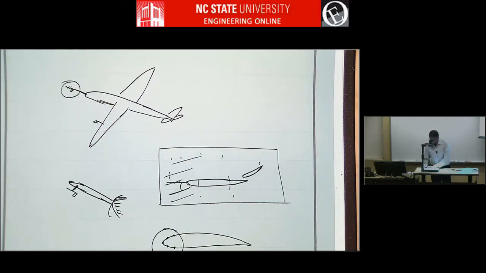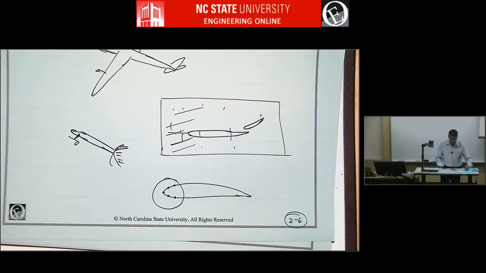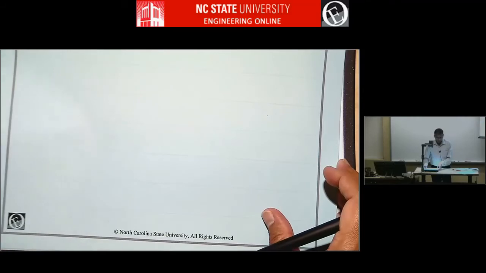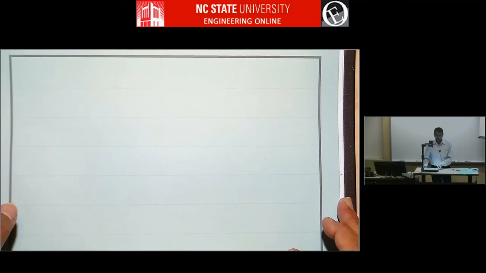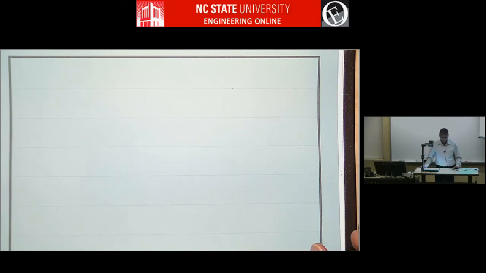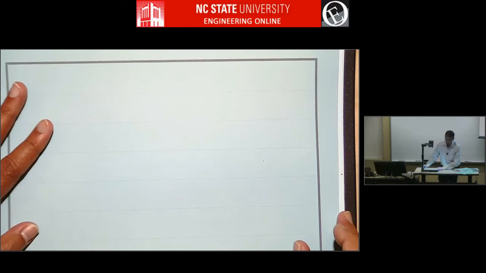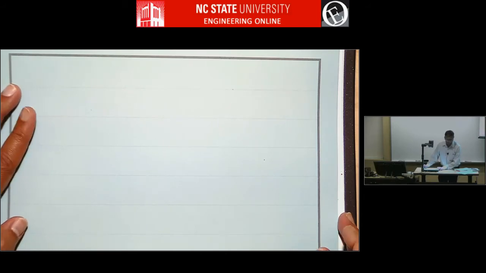So this is one kind of persistent problem in aerodynamics. Just so that you know, people have been trying to solve this for many years. Okay, so now let's talk about what happens if you have a flap on the airfoil.